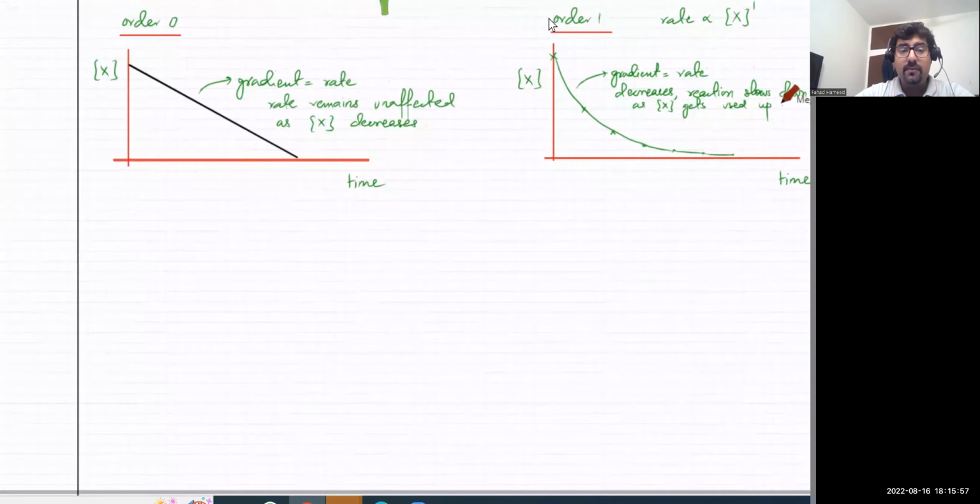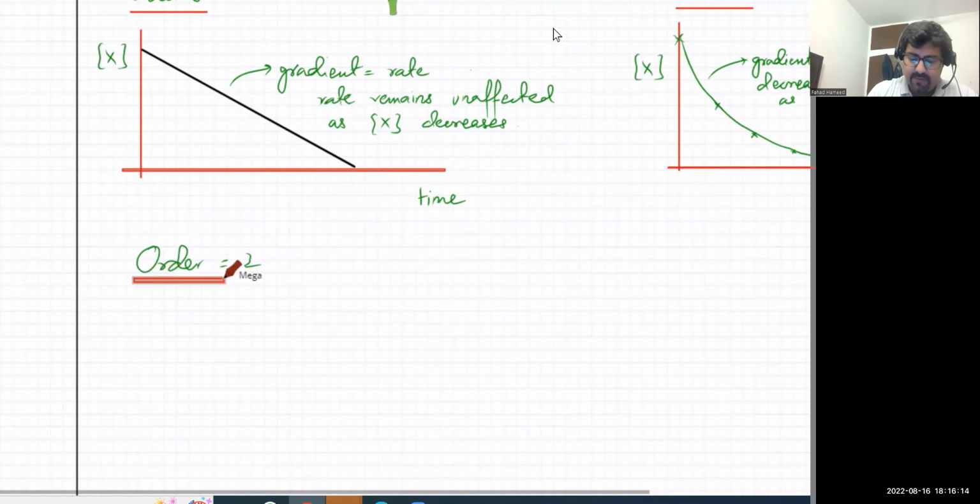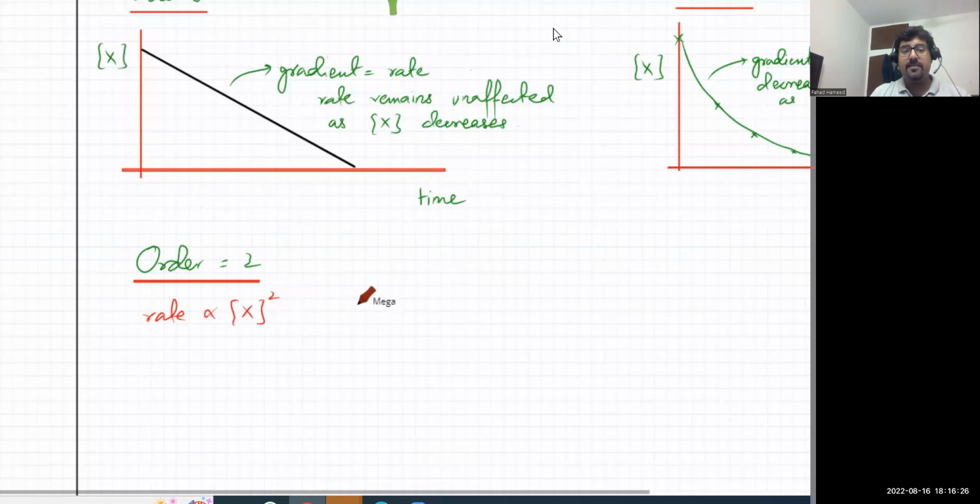Order 2 पे आ जाते हैं. What would the graph of order 2 look like if the rate of the reaction is dependent on the reactant and it's got a quadratic relationship? So that is order 2. Okay, so what happens if it's order 2? That means the rate actually depends too much on the reactant concentration, X being my reactant, and it's got a squared relationship.